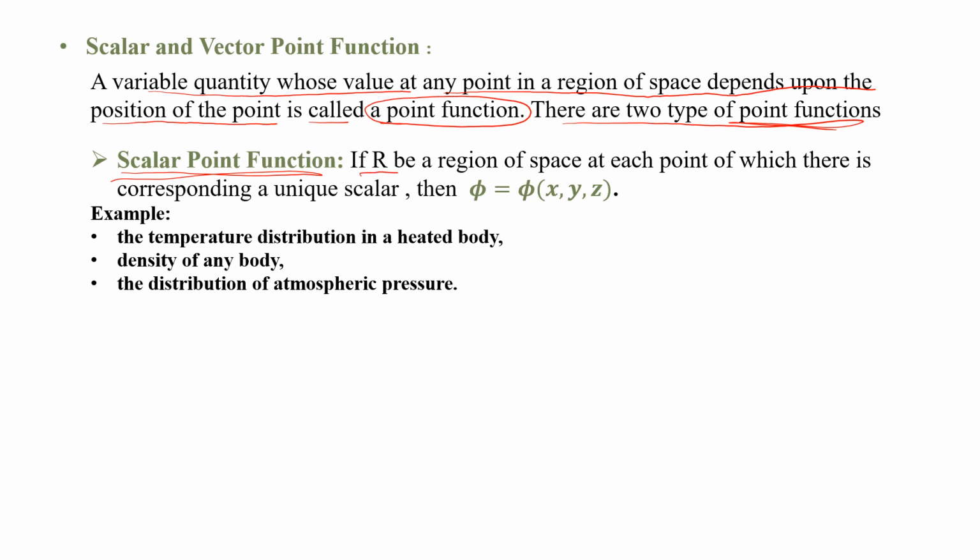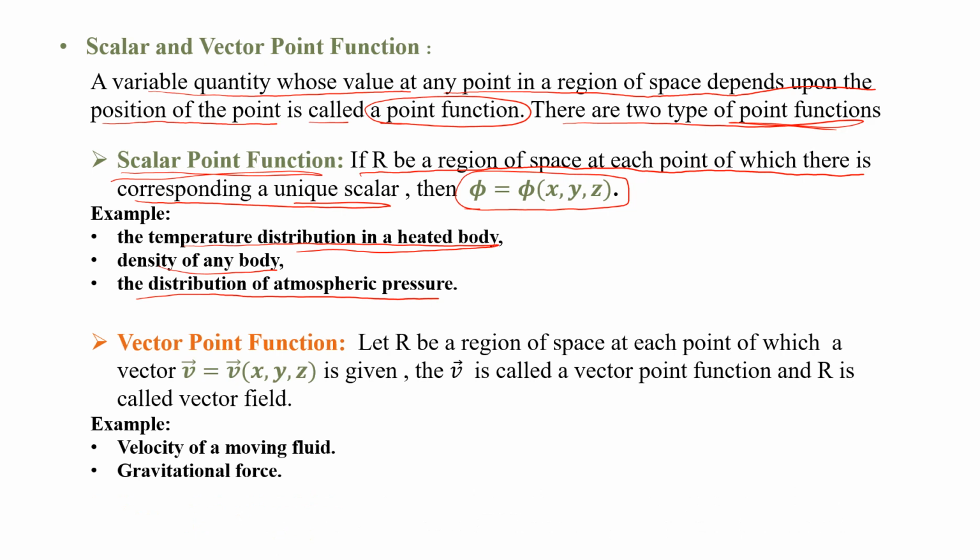What is a scalar point function? Suppose R is a region of space, at each point of which there corresponds a unique scalar. That is, we say phi is a function of x, y, z. Examples of the scalar point function: the temperature distribution in a heated body, the density of any body or substance, or the distribution of atmospheric pressure are all scalar point functions.